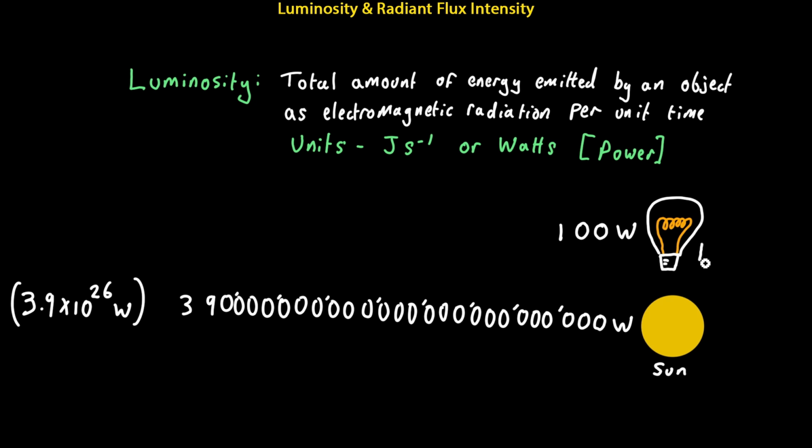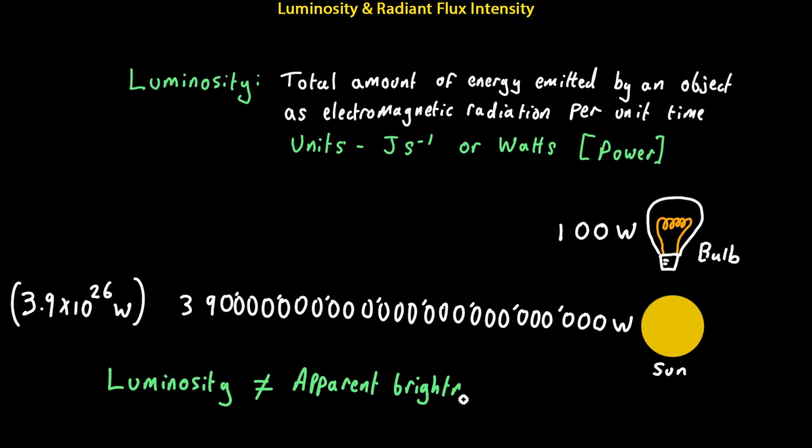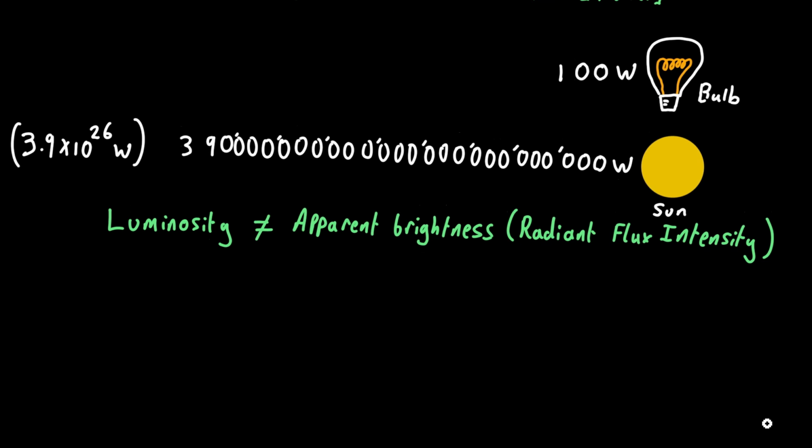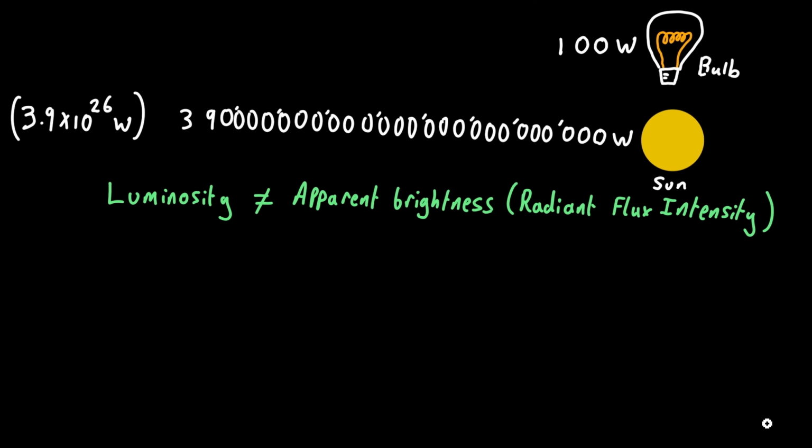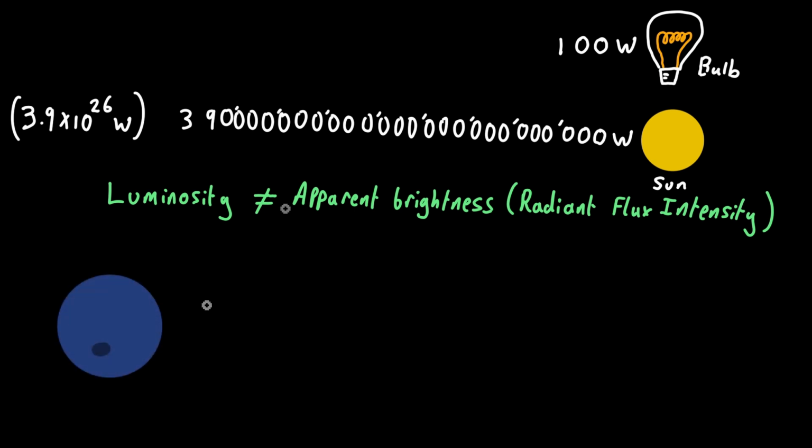But the important thing we need to remember about luminosity is this power output is not the same as the apparent brightness of an object. Sometimes we refer to an object's apparent brightness as its radiant flux intensity, or just flux. An object's apparent brightness will depend on its distance from the observer. So let me show you what I mean with an example.